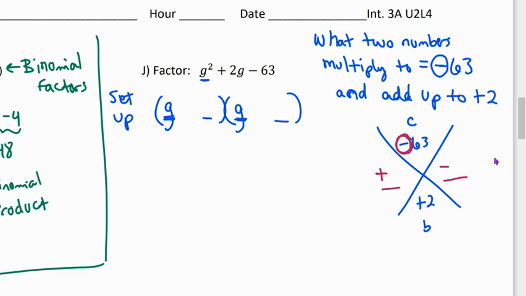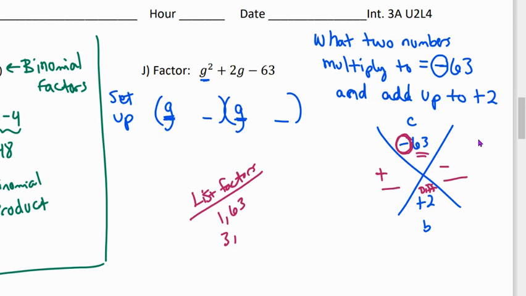Because the signs are different, in your head, rather than thinking of 2 numbers that add up to 2, think of 2 numbers that have a difference of 2. So if the signs are different, think difference. What 2 numbers multiply together equals 63 but have a difference of 2 or would subtract to equal 2? What would those 2 numbers be? Again, if you can't think of it, list your factors of 63. 1 and 63.